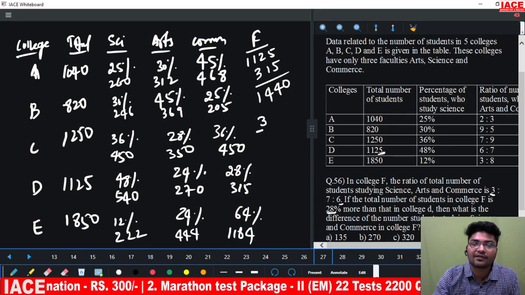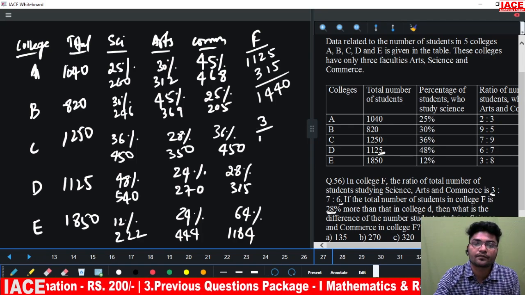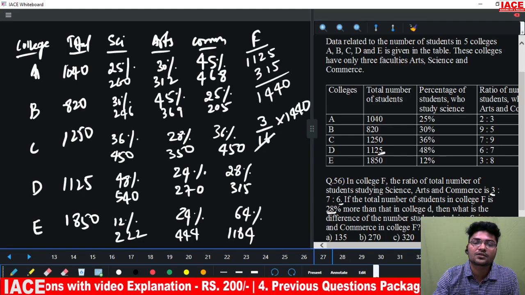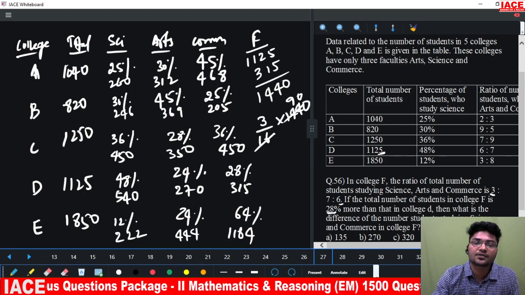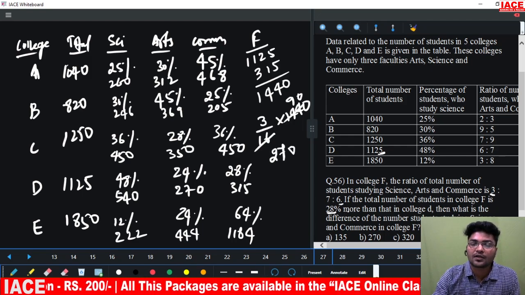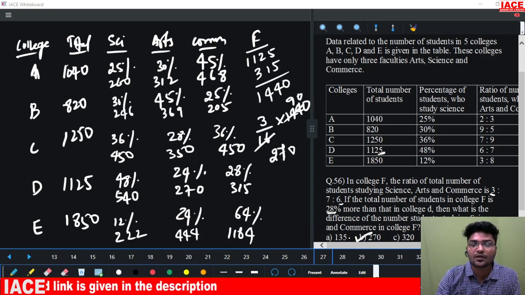3 parts divided by total 3 plus 7 is 10, 10 plus 6 is 16, into 1440. 16 ones are 16 and 16 nineties are 1440. So 3 into 90 is 270. That means our option B is the correct answer.